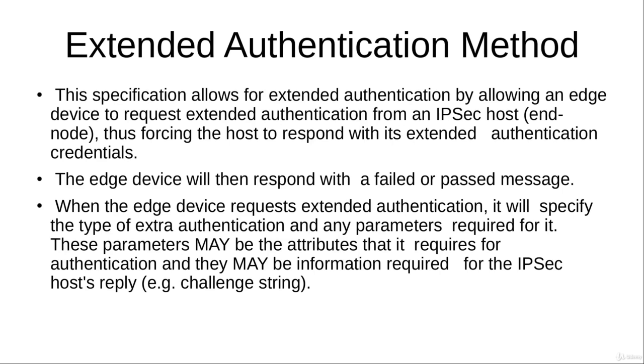When the edge device requests extended authentication, it will specify the type of extra authentication and any parameters required for it. These parameters are the attributes that are required for authentication. The extended authentication transaction is terminated either when the edge device starts a set/acknowledgement exchange, which includes an XAUTH status attribute, or when the remote device sends an XAUTH status attribute in a reply message. A remote device, or client, cannot set XAUTH status to anything but fail.